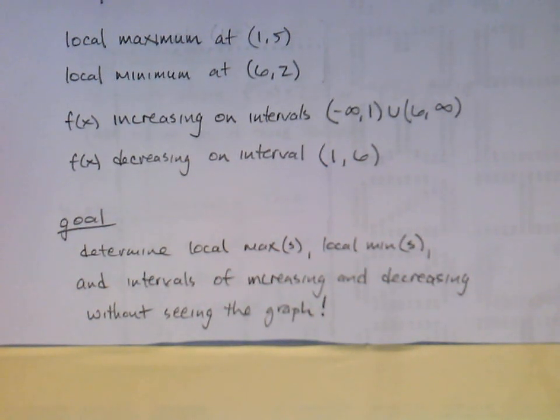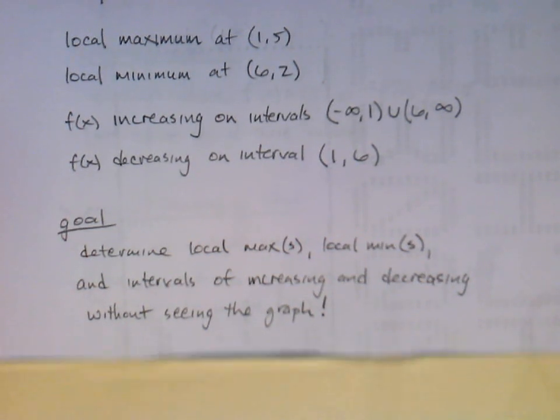What are we trying to do? We're going to determine, for any given function, where local maximums occur, where local minimums occur, and the intervals for increasing and decreasing, and we're never even going to see the graph. Turns out with derivatives, there are some steps that we can go through to figure out all of these things and never even see what the graph looks like.